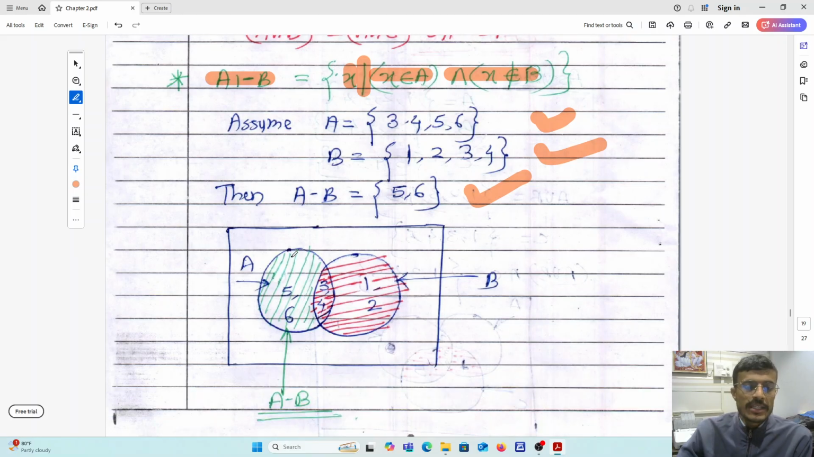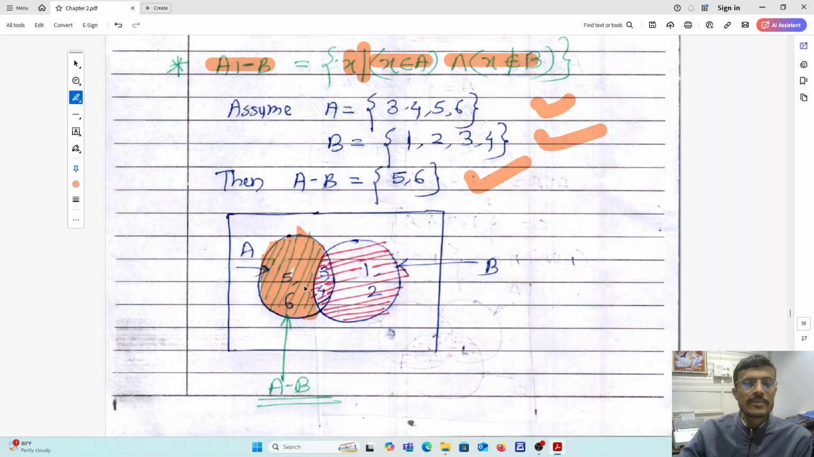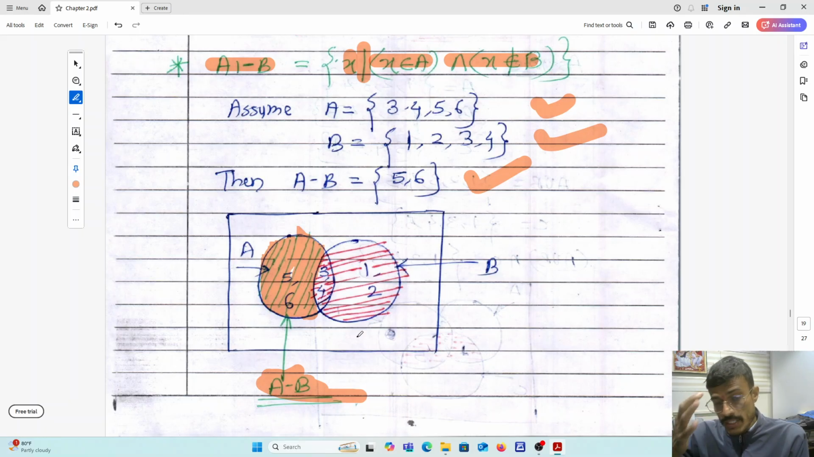So A minus B is nothing but the shaded portion, the green shaded portion I am shading over here. That is the portion which is A minus B. Okay. Very, very important examples are these. You have to solve these examples by looking at this.